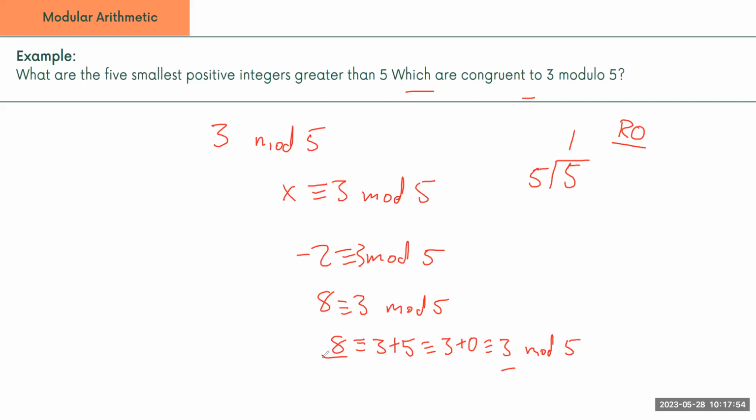And doing it like this, we can just add 5 each time, right, and still have the same number. So we have 8, and then 8 plus 5 is going to give us 13, plus 5 gives us 18, plus 5 gives us 23, plus 5 gives us 28. So these are going to be the 5 smallest positive integers. If you have any questions, you can ask me.